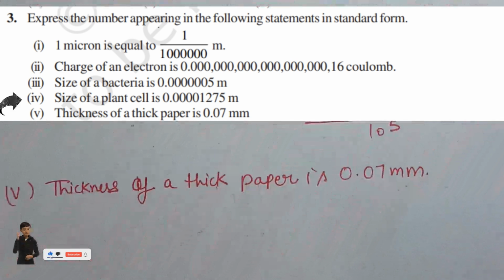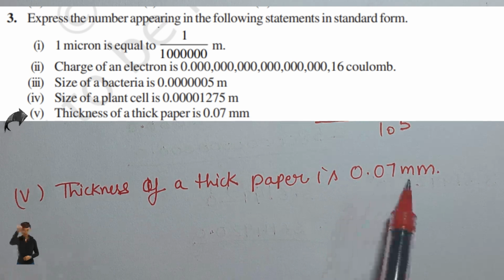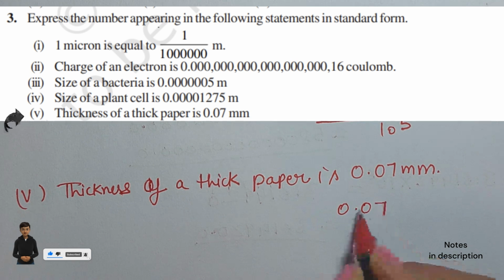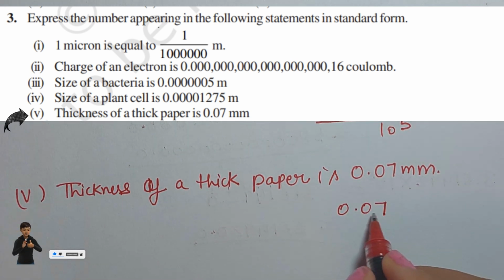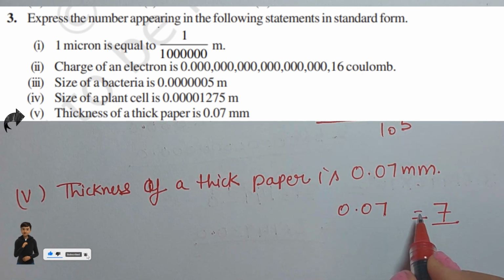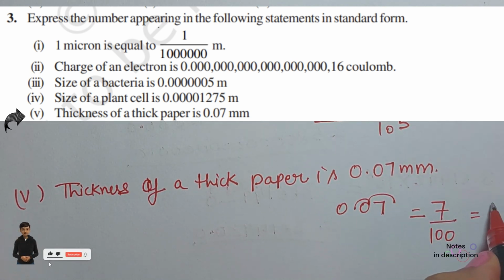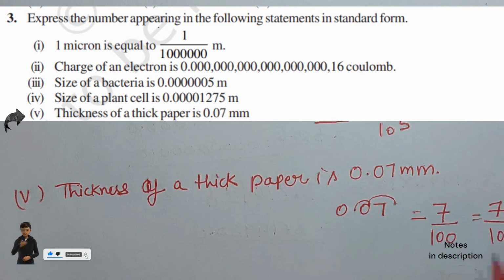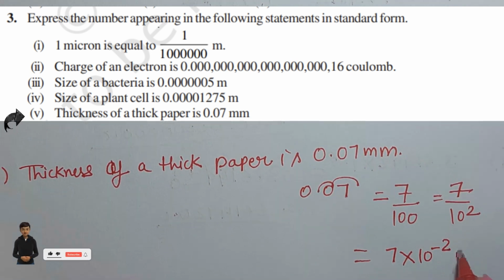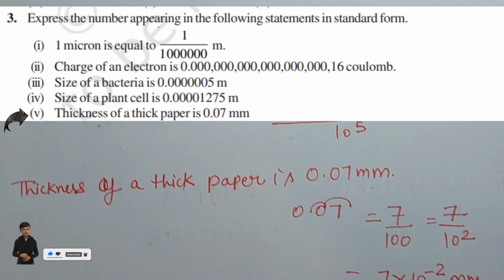Now again, last part of this question 3. Thickness of a thick paper is 0.07 mm. This is very simple, 0.07 mm. If you shift this decimal, then in division how many zeros will come? In division, if you shift this, 2 zeros will come. That means 7 upon 10 raised to the power 2. So we can write it as 7 into 10 raised to the power minus 2 mm. Okay, so this was our last part of this question.